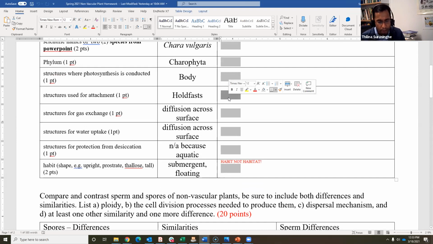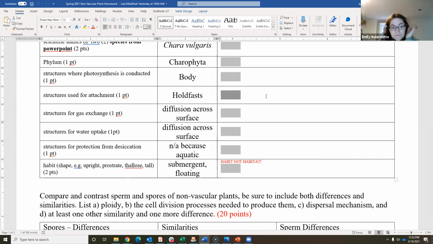Structures that are used for anchoring, right? What do we call that? Can someone remember? Can someone tell me? I use the word a lot. Emily? Rhizoids. Correct, Emily, correct. And structures for gaseous exchange, there are 2 names that you can use. What are those? Pores. Good answer, right? Pores. And another one starts with the letter S.